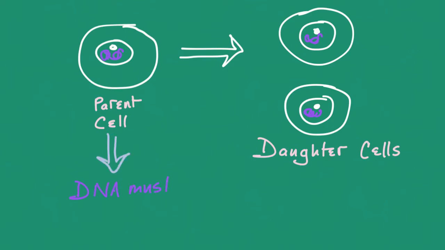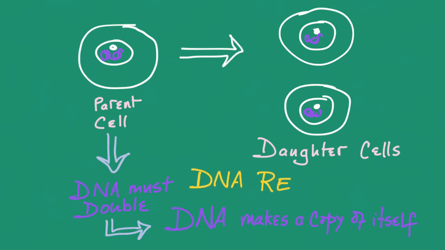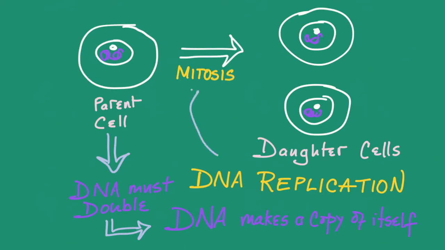It must double. The DNA makes a copy of itself, and we call this process DNA replication. DNA replication takes place during the S phase of the cell cycle, and the S phase precedes mitosis. So the DNA must first double and then mitosis can take place so that both daughter cells can get a copy each of the parent's DNA.